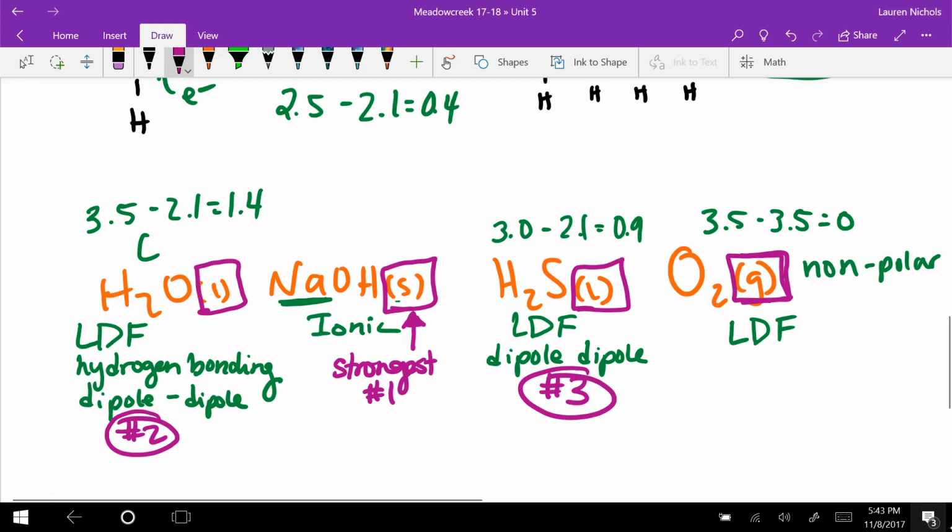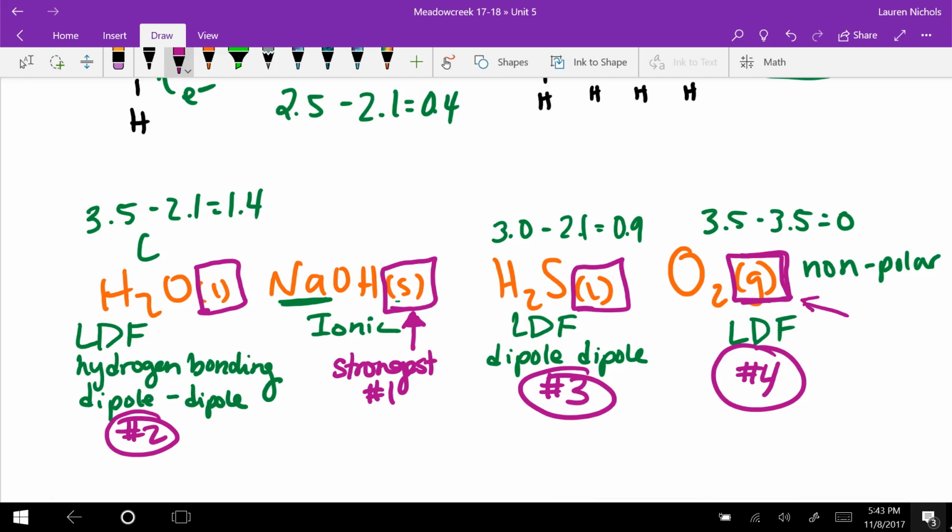Oxygen only has London dispersion forces. It's a very small molecule with only 2 atoms, so it's really not going to be that strong at all, which is why it's a gas. The energy in the air at room temperature is plenty to break those intermolecular forces and keep those oxygen molecules very separate.